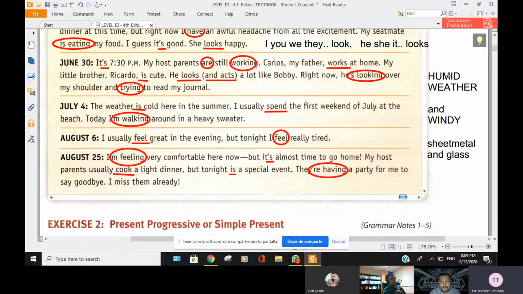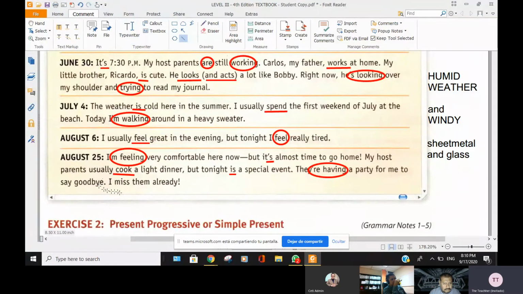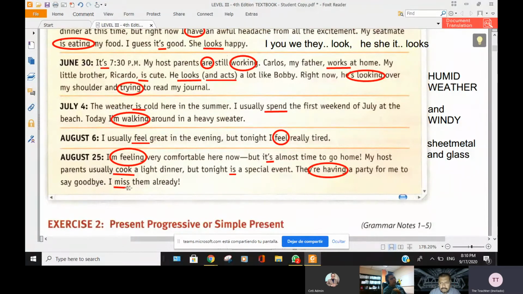So here he's talking about that. Usually they cook a light dinner, but tonight is a special event. So tonight they're gonna have a party for me to say goodbye. I miss them already. So technically, that miss is extrañar. It's a non-action verb. It talks about a feeling. So that's gonna be in the simple present.